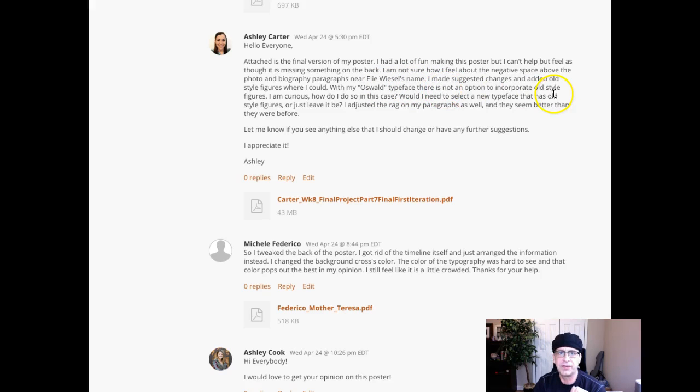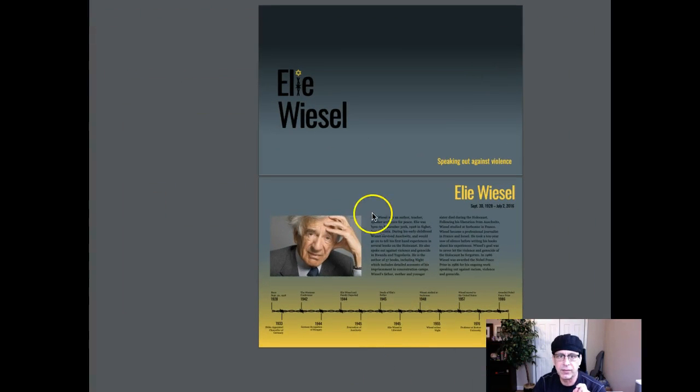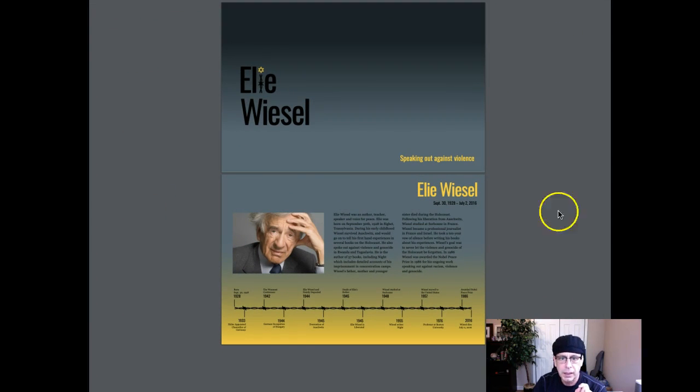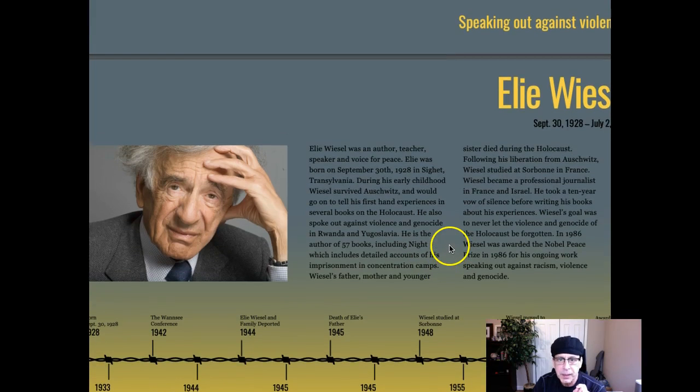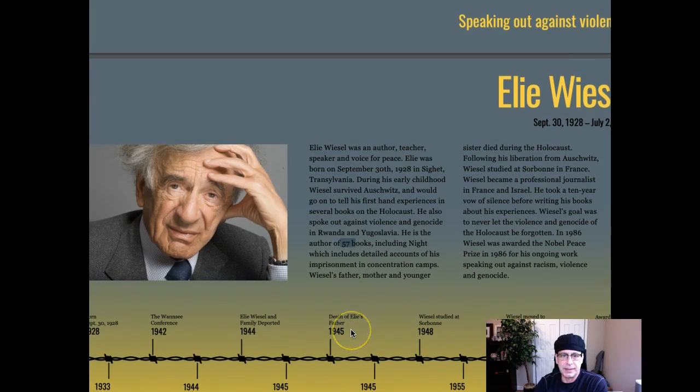I made some suggested changes to add old style figures. Excellent, excellent, excellent. Oswald typeface, there is no OpenType option. So you're saying that there's no OpenType capabilities there. In that case, that's Oswald. I think that is probably your timeline typeface, and that's okay. Don't worry about it. My main thing is that you understand what old style figures are and why they are used, why they are in many cases more appropriate than lining numerals, and most importantly, how to access them. So really good to see your old style numerals there. But I'm okay with the timeline. That's great.